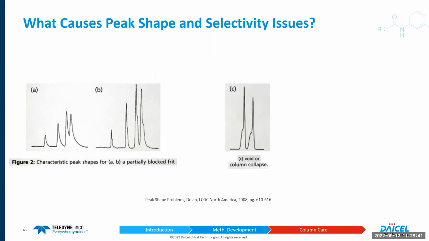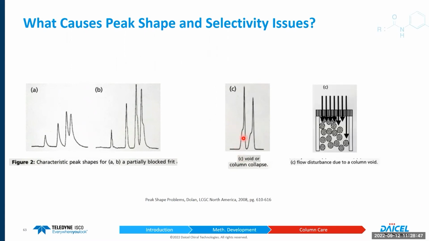But if it's a void in the packing, you'll see something like this, where it's a shoulder in the front this time. This is caused by, again, not a diverted but an unrestricted flow path through the packed bed, where you've got a slug that is able to make it through faster than the main flow, giving you this sort of front shoulder instead of the back shoulder.